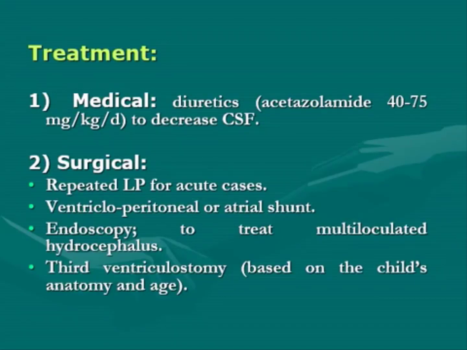The definitive surgery is ventriculoperitoneal shunt, ventriculoatrial shunt, or ventriculoureteral shunt. Nowadays, the most common procedure is the ventriculoperitoneal shunt. We may do endoscopy to treat multiloculated hydrocephalus, especially in infants above 6 months. Third, ventriculostomy, based on the child's anatomy and age.